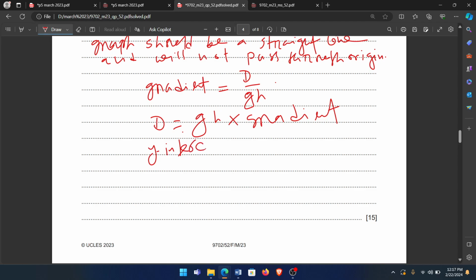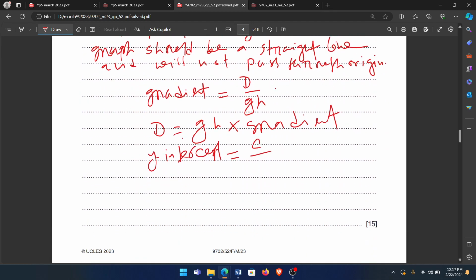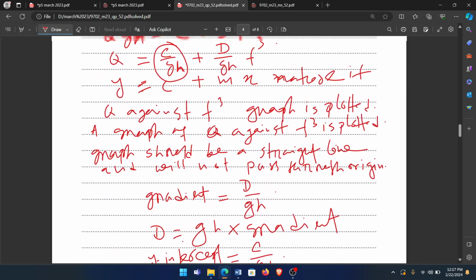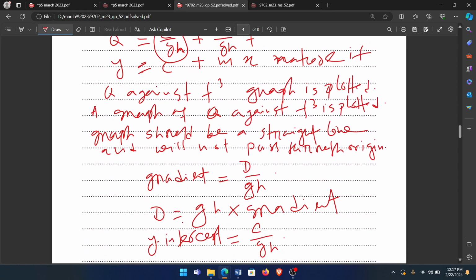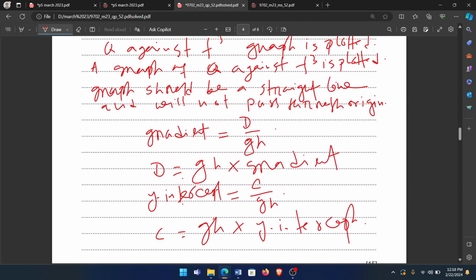y-intercept. Y-intercept is equal to C by GH. C by GH. So C = GH into y-intercept. So this is the method of analysis.